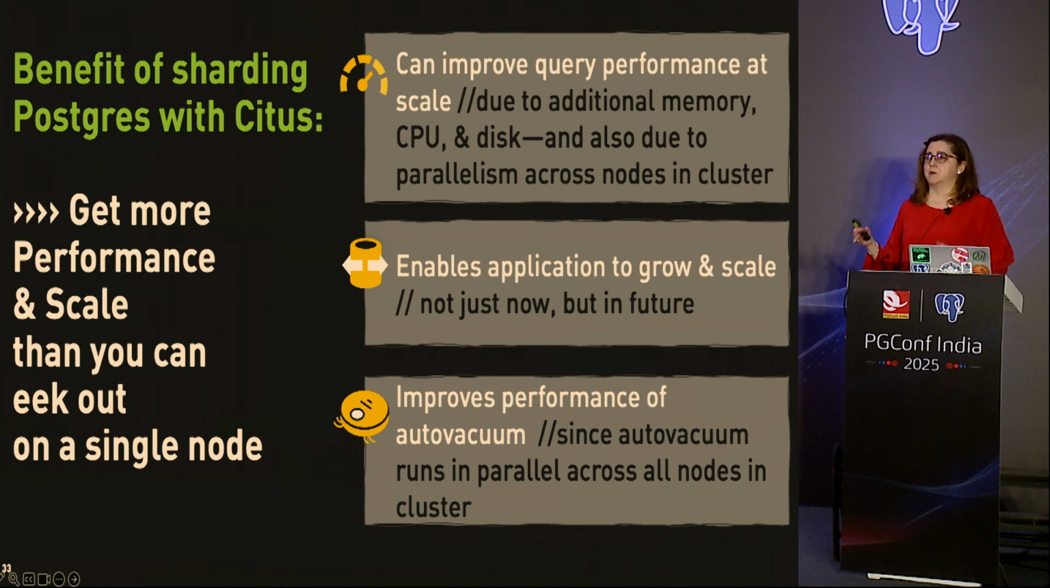The other thing that it does is it enables you to grow and scale. So a lot of times people will adopt a sharding solution almost before they need it, right? Because you don't want to be cutting over and migrating to a sharding solution at the moment you need it. That would be crazy stressful and obviously create performance issues for you. So it's that future-proofing of your database solution that people will adopt it for. And then it also improves the performance of auto vacuum, similar to partitioning, because auto vacuum can run in parallel across all the nodes in the cluster. So those are the three main benefits.